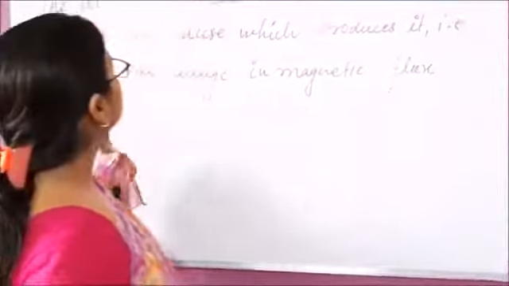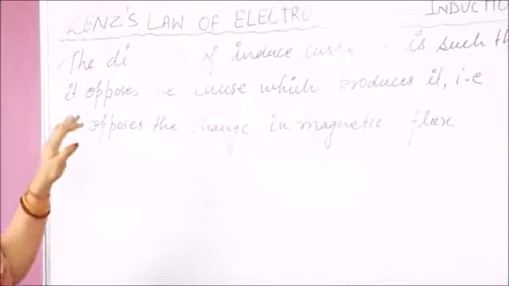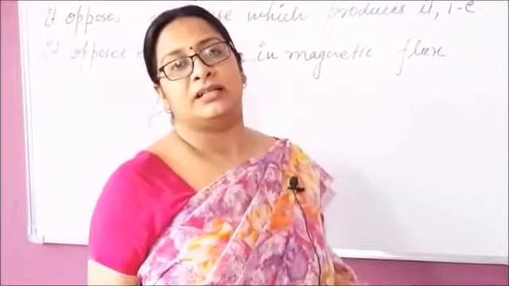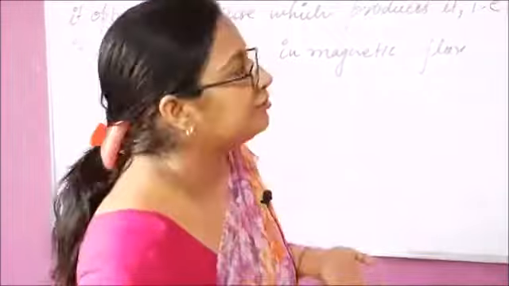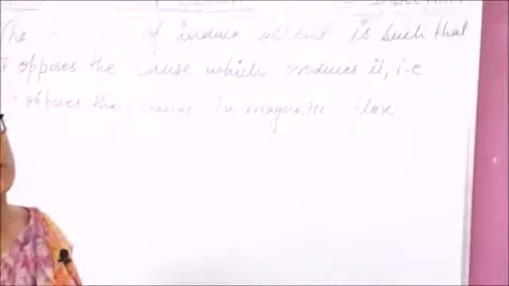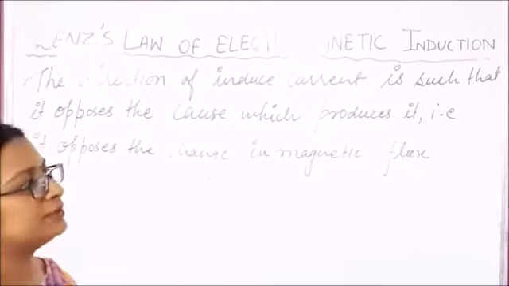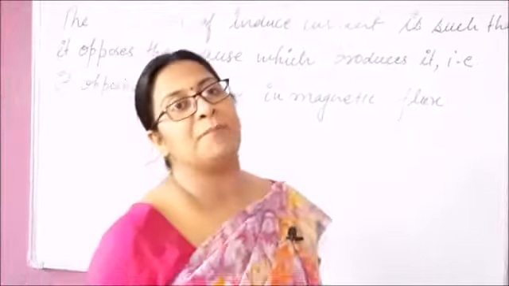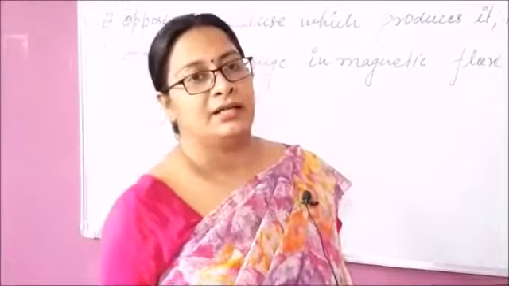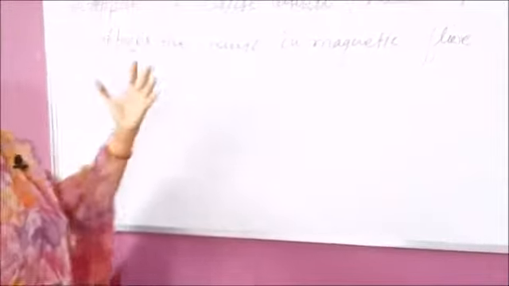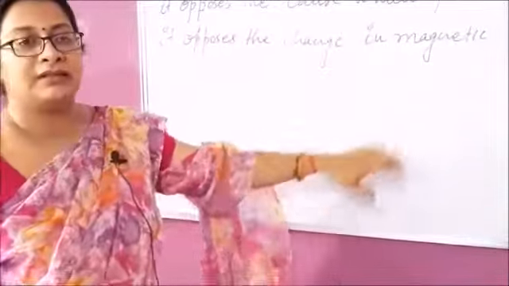Now children, move to Lenz's law of electromagnetic induction. According to Lenz's law, the direction of induced current is such that it always opposes the cause which produces it. That is, it always opposes the change in magnetic flux. Okay children? So move to the explanation of this statement.